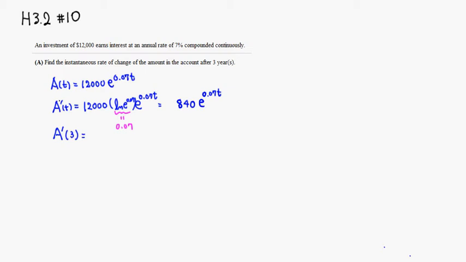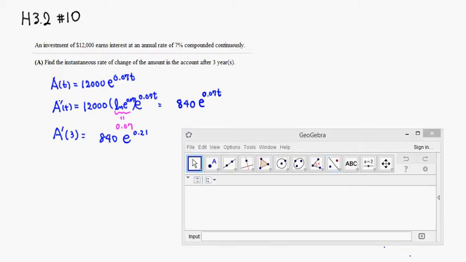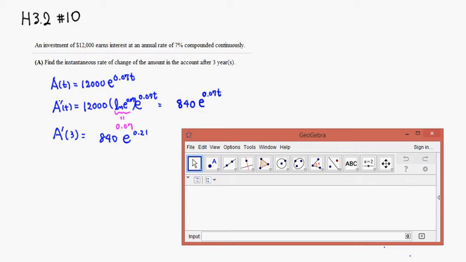Alright, so what they're looking for, part A, is A prime after 3 years, so plug in 3. So it's 840 e to the 0.07 multiplied by 3, which is 0.21. Alright, so let's compute that using GeoGebra. We need to compute 840 e to the 0.21.